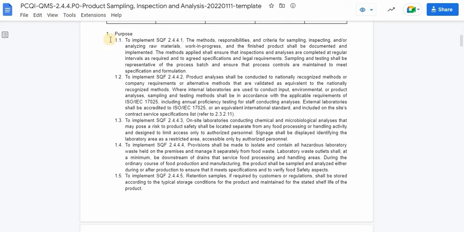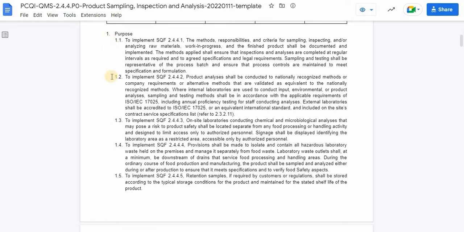The methods applied shall ensure that inspections and analysis are completed at regular intervals as required and to agreed specifications and legal requirements. Sampling and testing shall be representative of the process batch and ensure that process controls are maintained to meet specification and formulation.